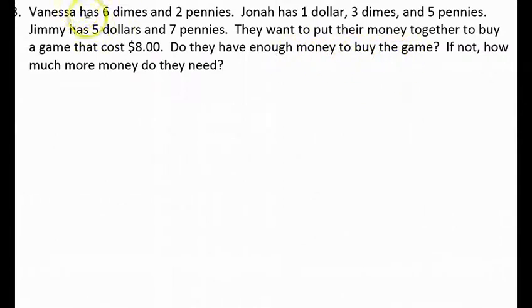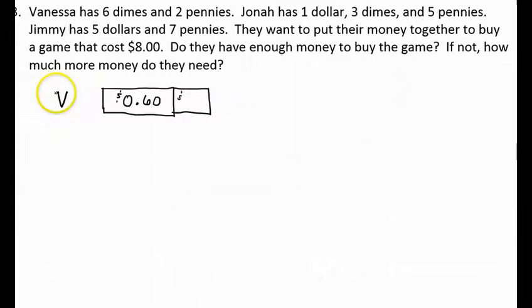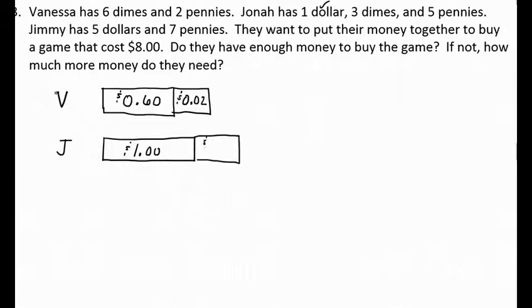So I will start by showing a tape for each person. So Vanessa has 6 dimes and 2 pennies. So I'm going to show that in 2 portions here. 6 dimes is the same thing as 60 cents, and 2 pennies is 2 cents. And then Jonah has $1. We'll show that decimal form, and 3 dimes, which is 30 cents, and 5 pennies, which is 5 cents.